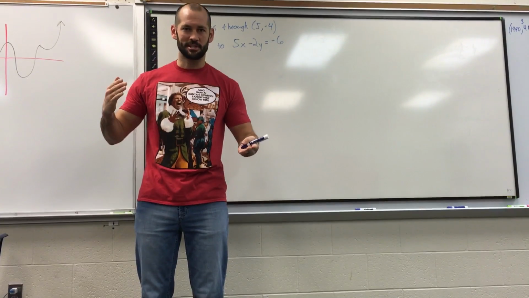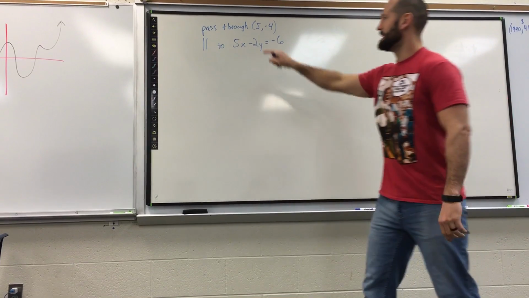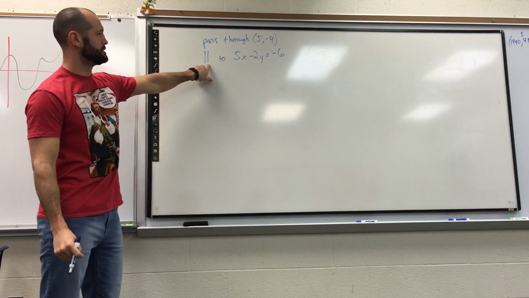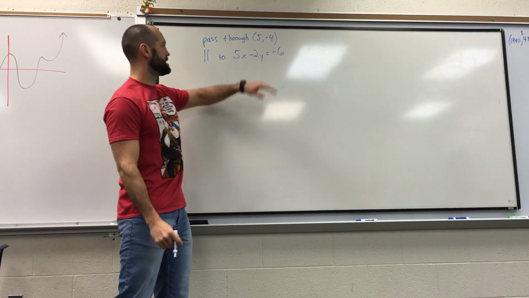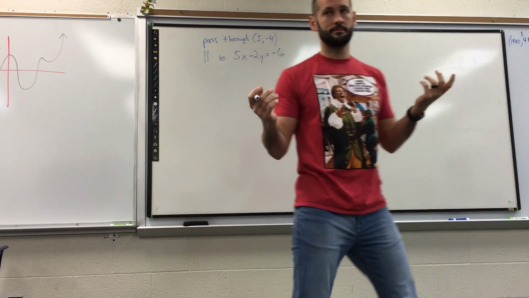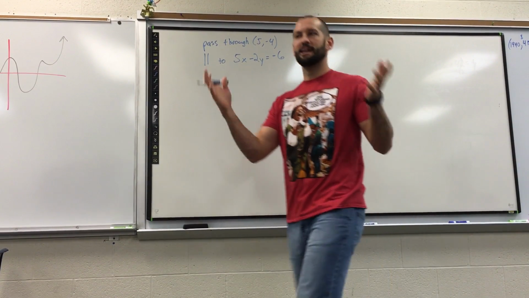Okay, so what we have to talk about now is number 27. It has to pass through the point (5, -4), parallel to, not double L, that means parallel, to 5x minus 2y equals negative 6. What's the only thing I need from the old line? Slope. Okay, you can still say it's the slope.